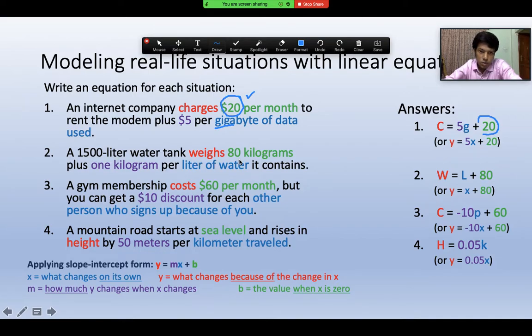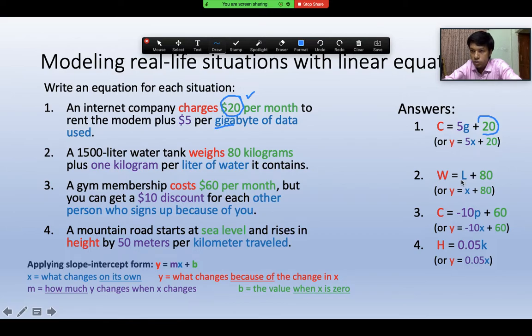This one is 20. This 80 kilogram is fixed. This 80 kilogram is the weight of the tank. Then you put water, then the weight increases. Suppose 80 is the weight of the tank.